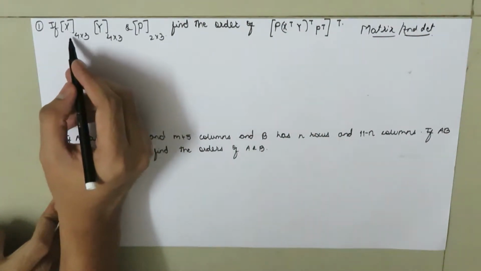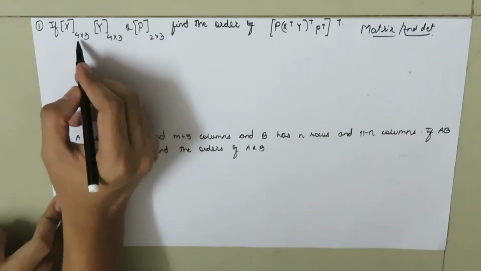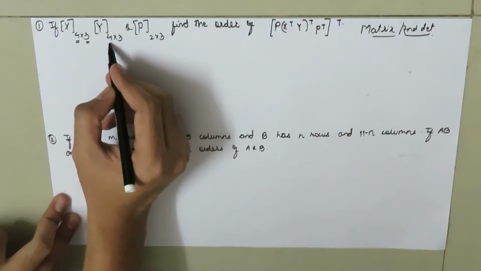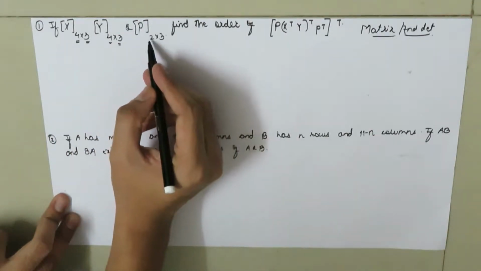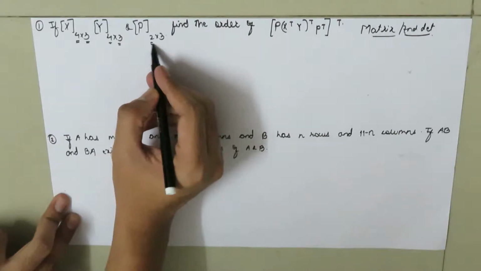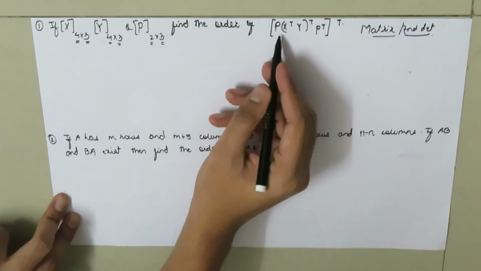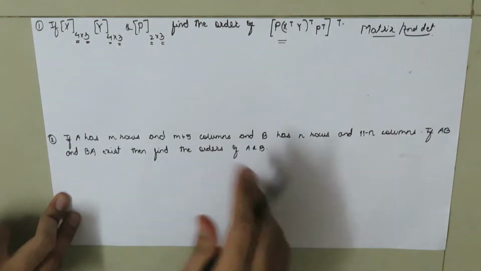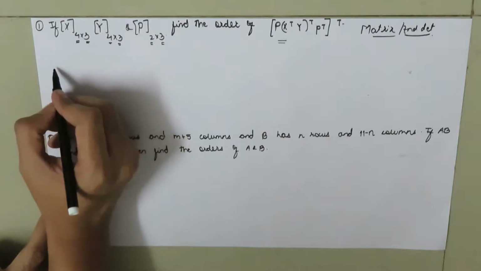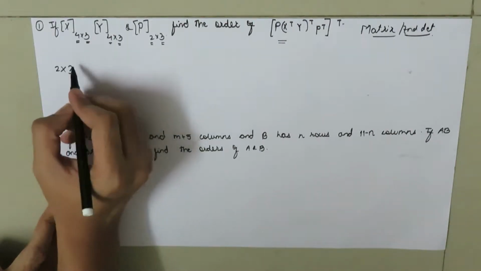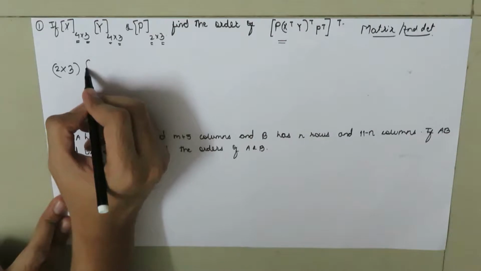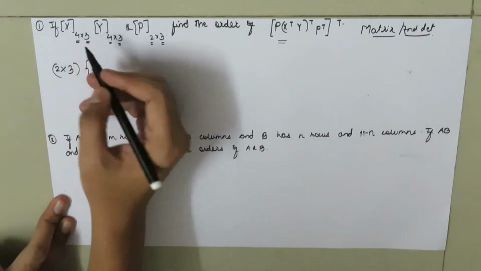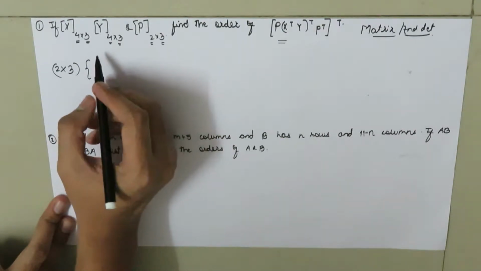and if x is the matrix which has 4 rows and 3 columns, and y is the matrix which has 4 rows and 3 columns, and if p is the matrix that has 2 rows and 3 columns, then find the order of this term where T represents the transpose. So what we are going to do is write this as 2 rows 3 columns of p multiplied by x transpose, which means the rows get transformed into columns and columns get transformed into rows.